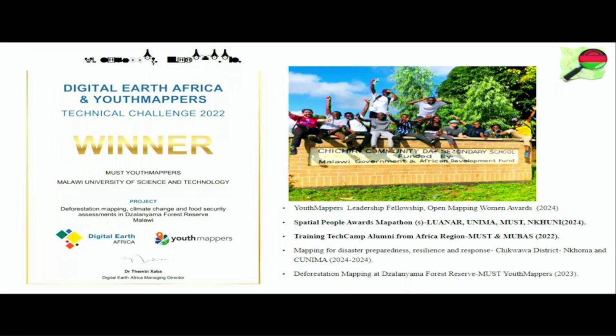This year, 2024, has been a very good year for Malawi. 4 of our chapters won the Spatial People Awards, so we were able to have mapathons in 4 universities. Thank you very much to Spatial People Network. Just to add on the awards as well, we also had more than 6 women who were awarded the Open Women Mapping Awards in 2024. So thank you very much to that.